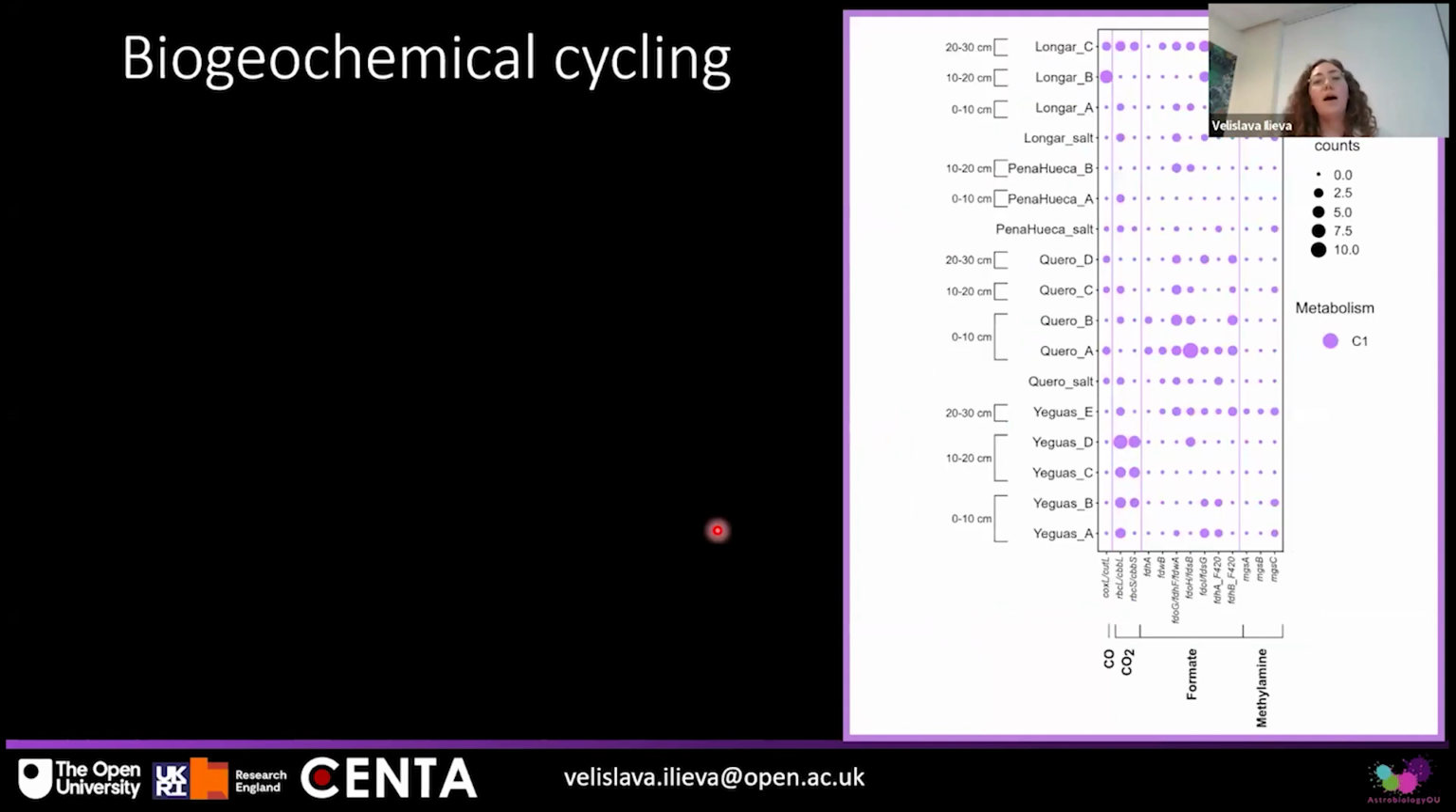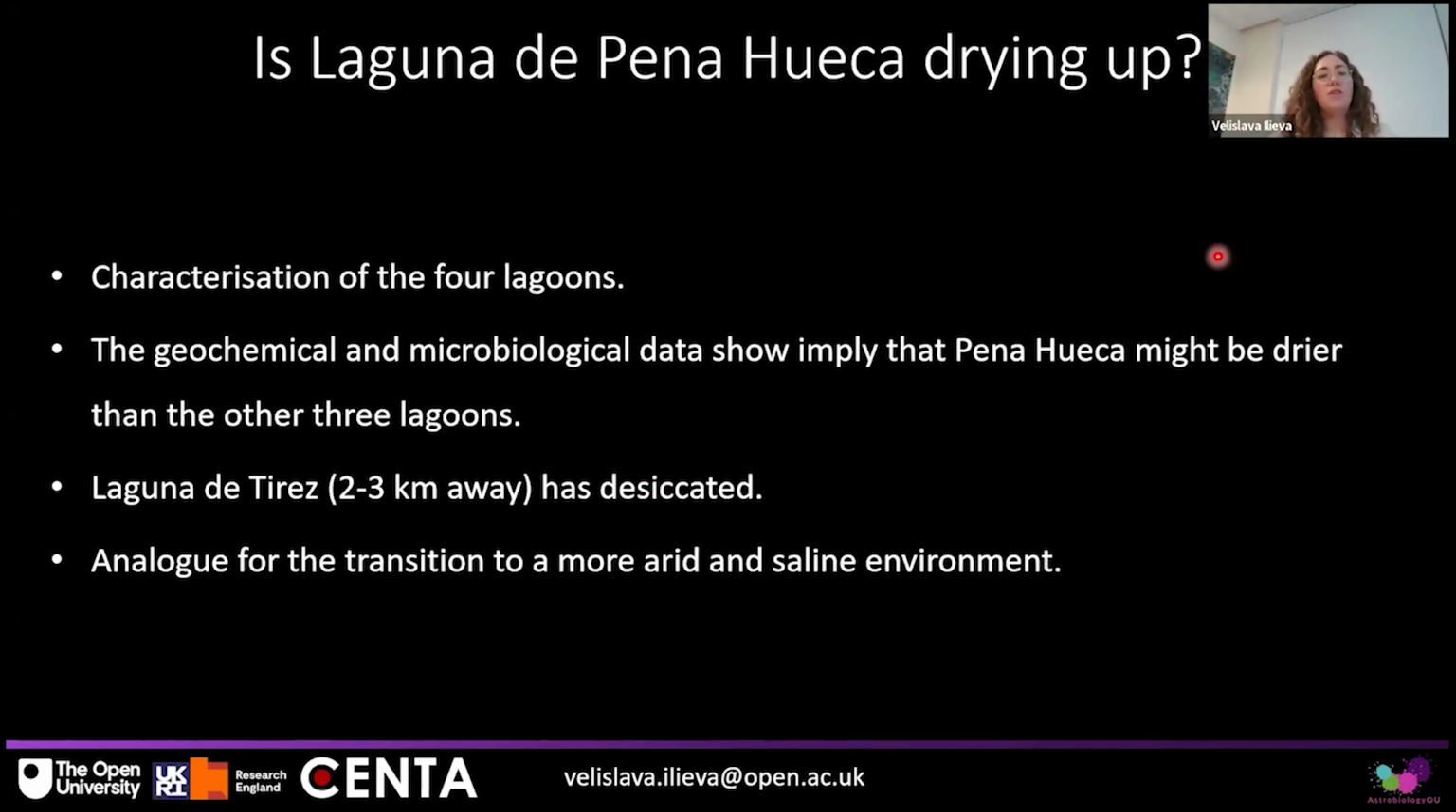And finally, one-carbon compounds. Carbon monoxide and carbon dioxide are of course most relevant for Mars, and we saw evidence for their utilization at the sites in La Mancha. Formate and methylamine are a bit less relevant because they have not been detected on Mars, but here on Earth, they are quite important energy sources for microbes. So just to summarize, through this work, I've performed a very detailed characterization of 4 lagoons in the La Mancha region.